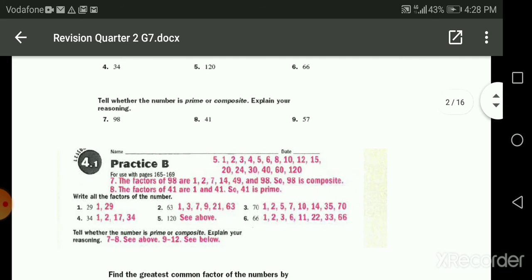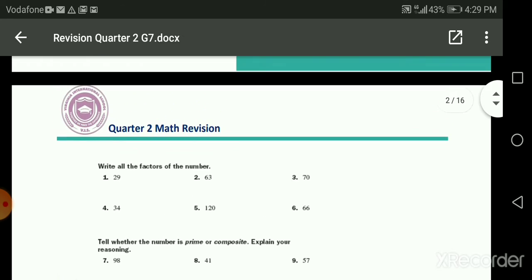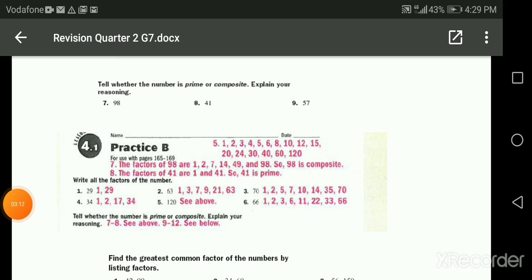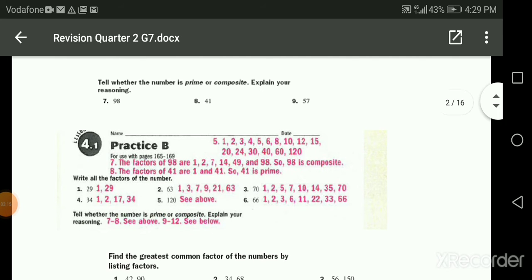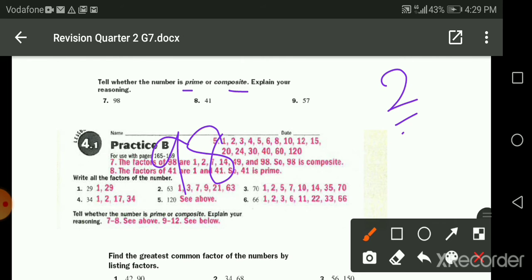So the factors, my dear students, as you see here, are 1 and 34, and we have also the other one, 2 times 17. Now we have here: tell if the number is prime or composite. Remember that a prime number has just two factors. What about the composite? It has more than two factors.